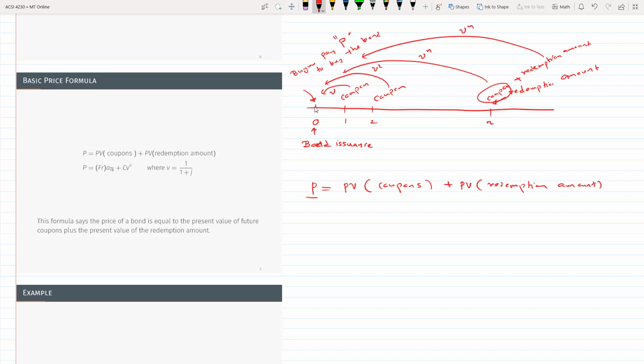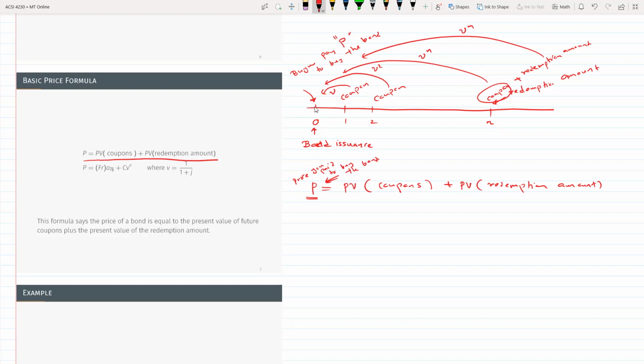Now that should match the price you paid. Okay. So this is the basic price formula. So that's what you will see in this first line. Okay. It's very intuitive. So the price you paid to buy the bond should match the present value of coupons plus the present value of the redemption amount.